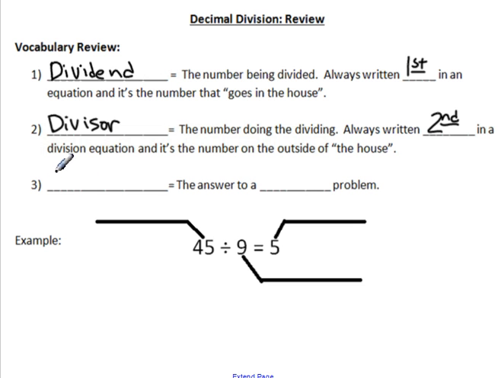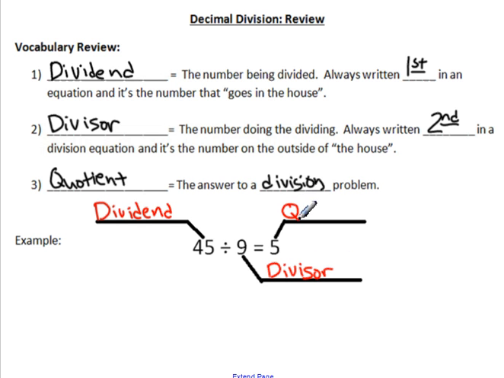And the last term is quotient, and it is the answer to a division problem. And now let's fill it in down here. The first number, 45 divided by 9 equals 5. The first number here is the dividend. The 9 is the divisor. And the answer here is the quotient. Great. Now let's move on to our examples.